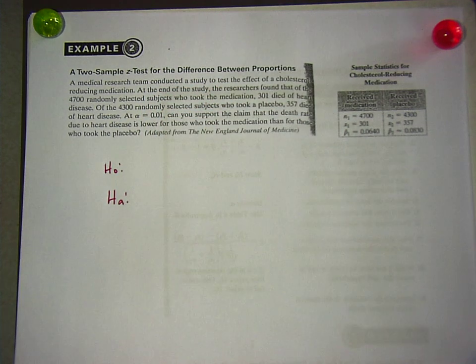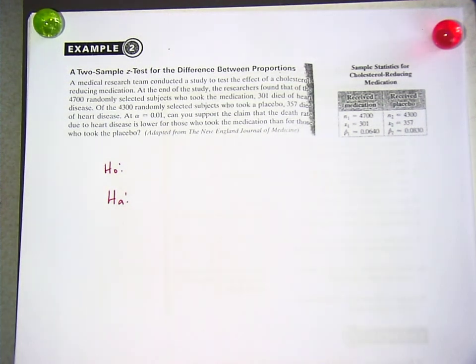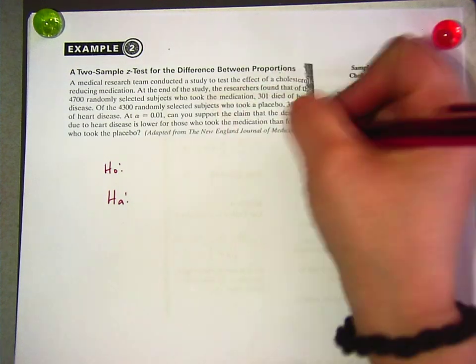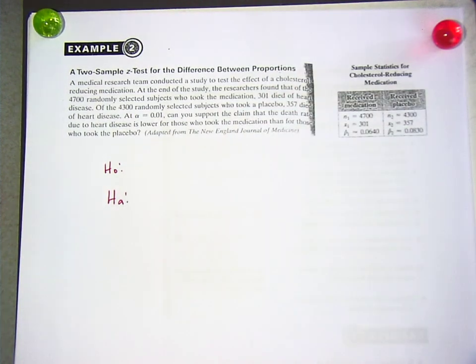A medical research team conducted a study to test the effect of cholesterol-reducing medication. At the end of the study, the researchers found that out of 4,700 randomly selected subjects who took the medication, 301 died of heart disease. Of 4,300, by the way, this is a real study from the New England Journal of Medicine. Out of 4,300 randomly selected subjects who took the placebo, 357 died of heart disease. This is exactly the kind of math that statisticians use to prove that medicines are effective or not.